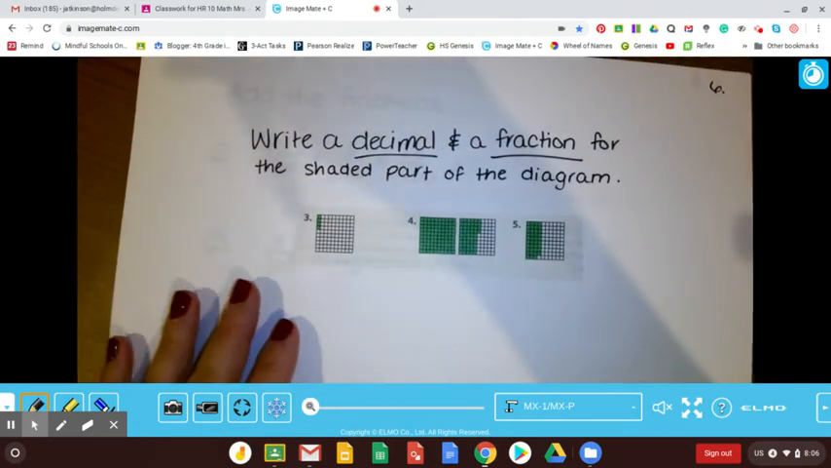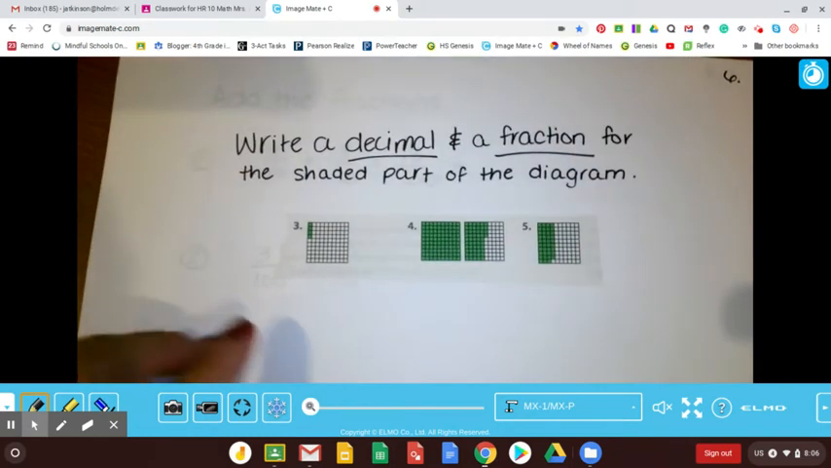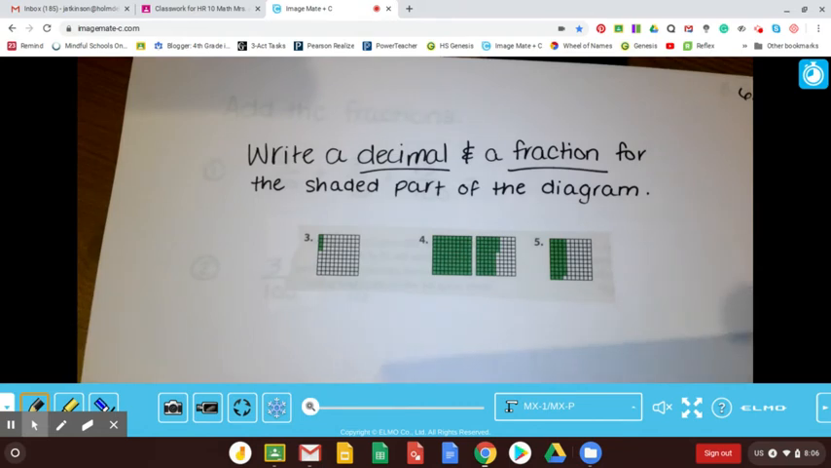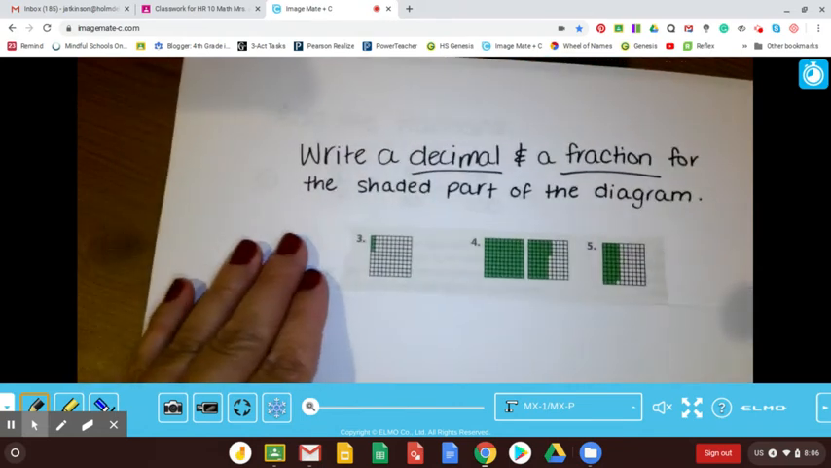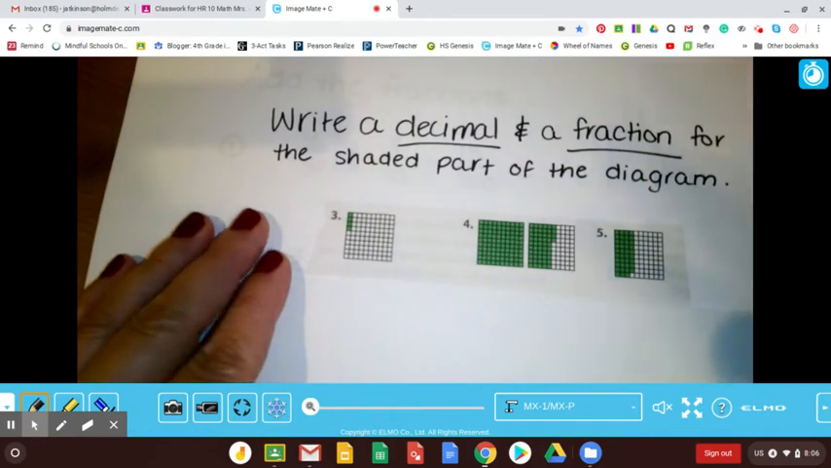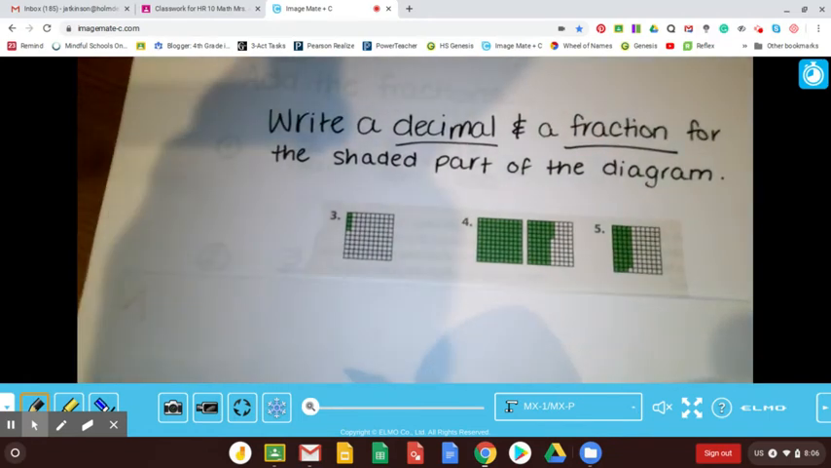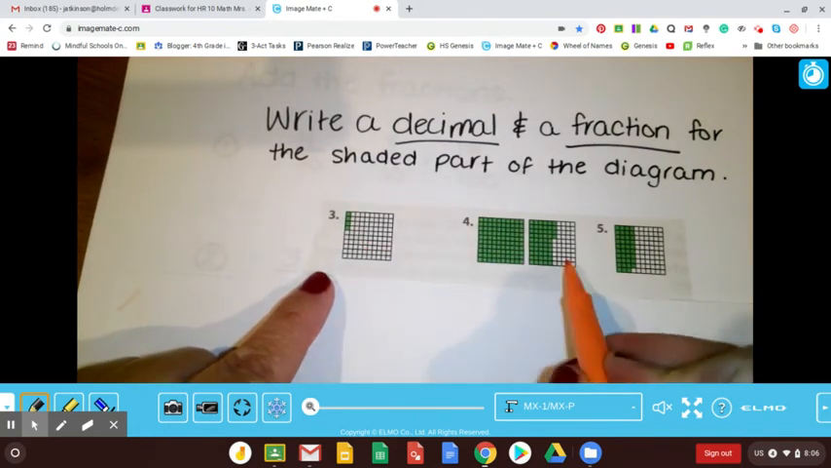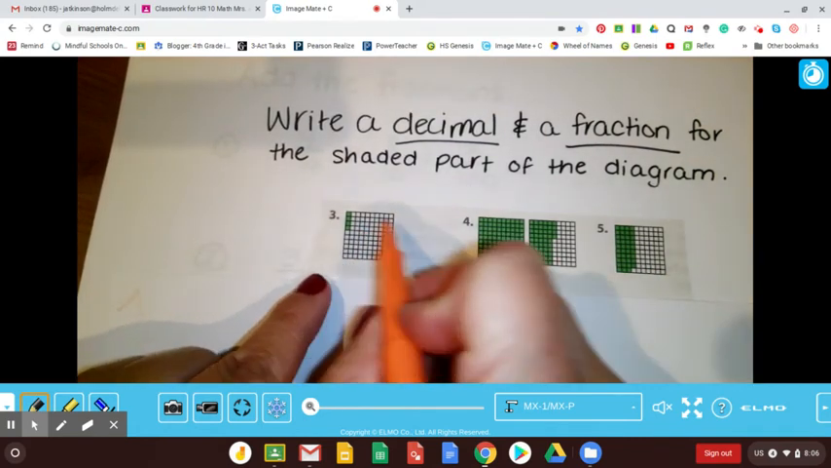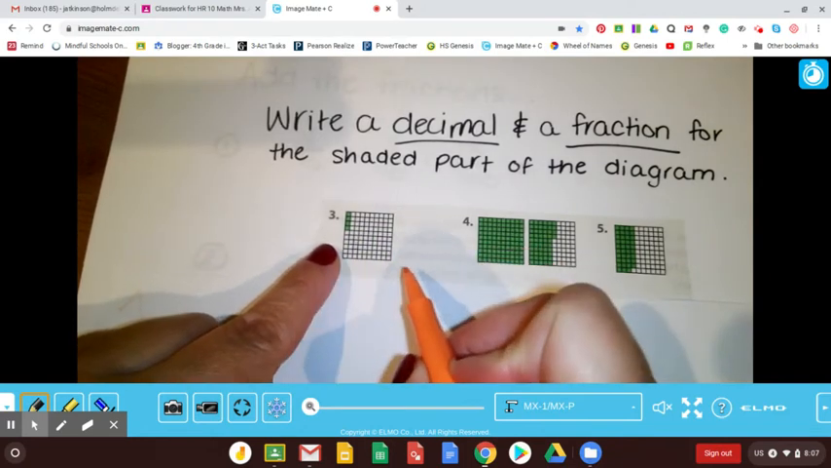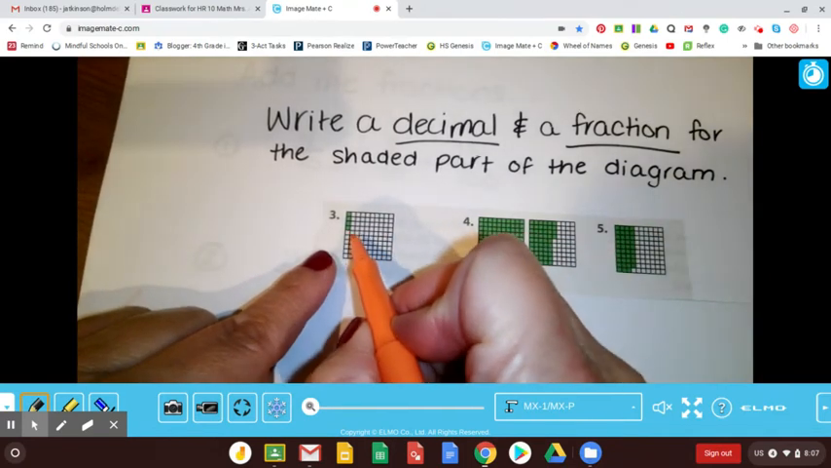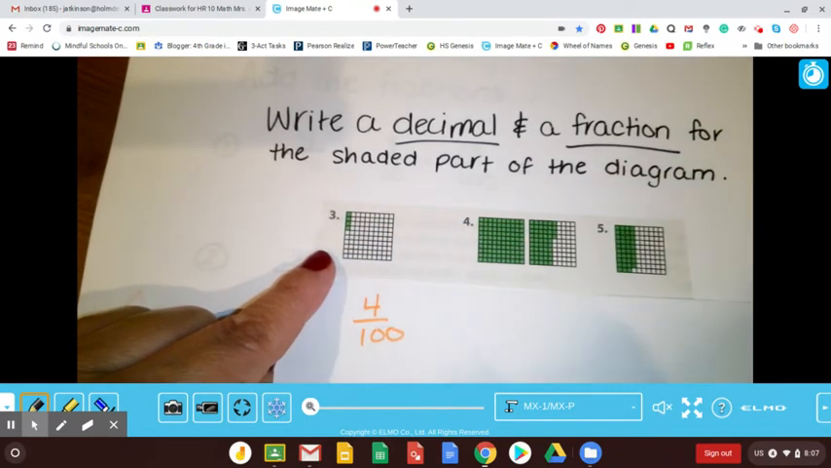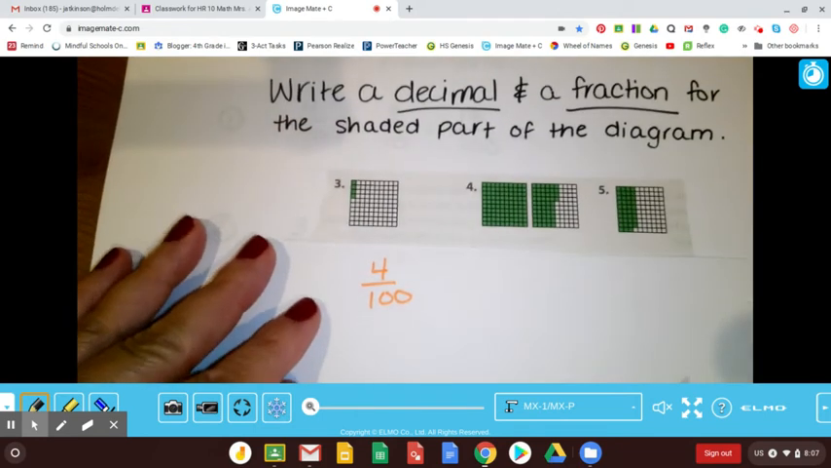All right, so for these kinds of problems, which you'll see on the test, they're going to ask you to write a decimal and a fraction for the shaded part of the diagram. So we're going to just kind of zoom in a little bit further so that you can see this. Okay, so each of these grids are hundredths grids. And if we look at the first example, let's see, how many of them are shaded? 1, 2, 3, 4. 4 out of 100 are shaded. So that would be the fraction, 400ths.